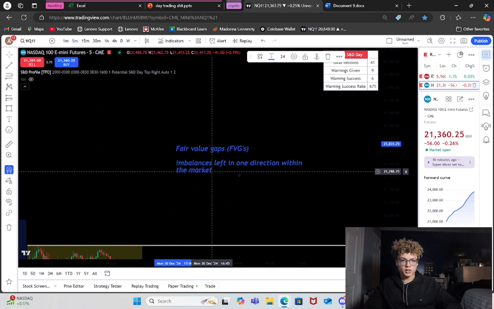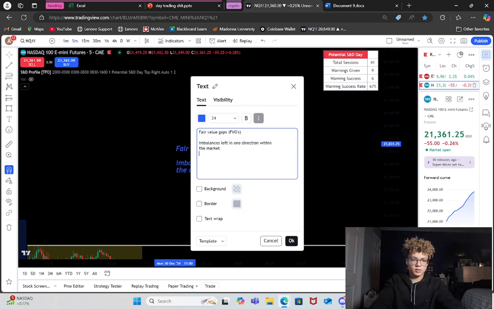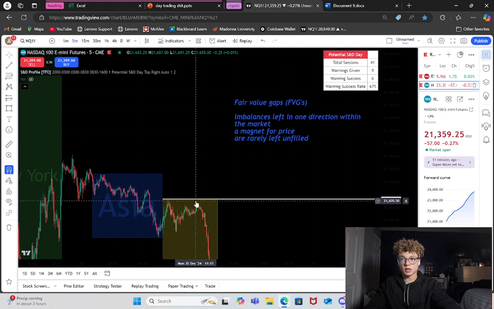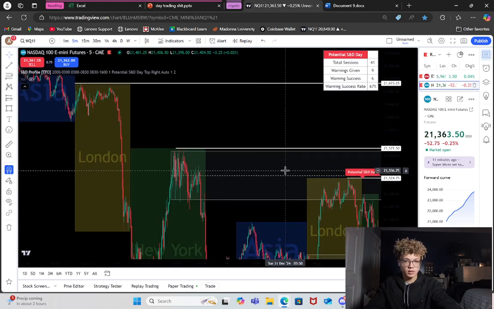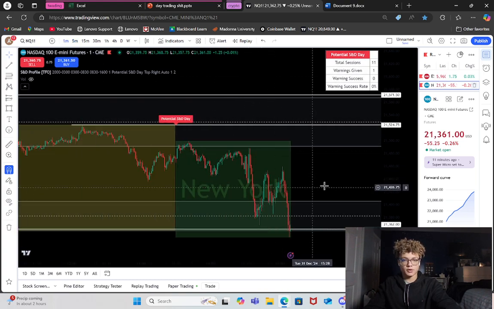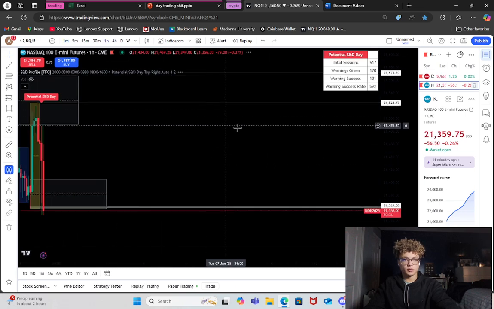They show draws of liquidity, a magnet for price, right? Price wants to fill these in and they're rarely left unfilled. So you will really never see a fair value gap that's not filled in, especially on the larger time frames. On the smaller time frames, you might, but if you scale back onto these larger time frames, you'll rarely ever see these.